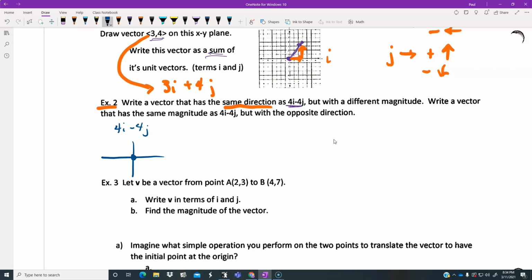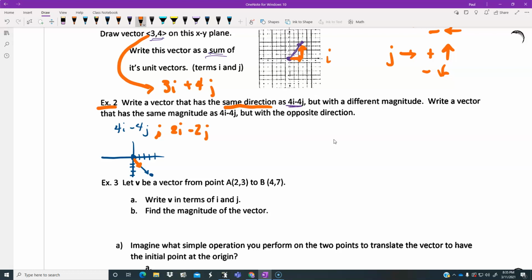Here's where it's going to be connected to, and I would go 4 units in the i direction and negative 4 units in the j direction, and that particular vector would be pointing down there. Now, what I want to do is find one that's going in exactly the same direction, but doesn't have the same size. If I was going to do that, I'd have to stick along this line, but maybe make the actual vector smaller. So one that's going in the same direction, but not the same magnitude, would maybe be 2i minus 2j. That's still going down into the 4th quadrant, and it's still going along the exact same direction.